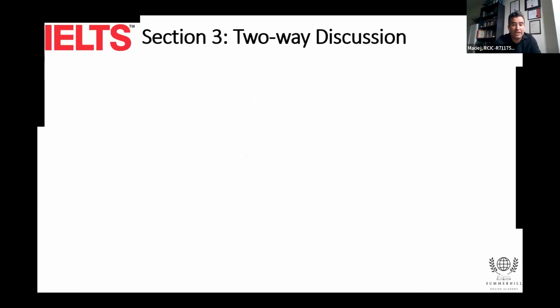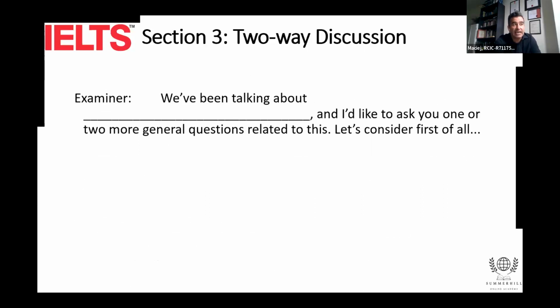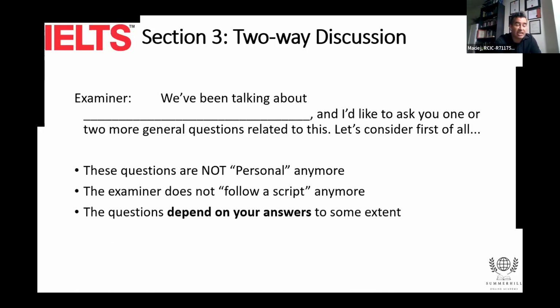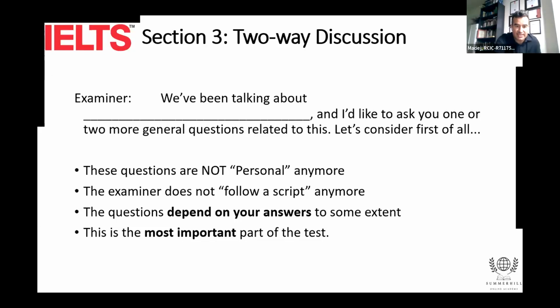But in section three, the discussion, things are very different because the examiner will not ask you personal questions anymore. They will not follow a script. The questions will largely depend on your answers, which means the examiner will ask you questions based on your answer. They'll actively try to trick you a little bit. Again, I emphasize this is the most important part. So even if you screw up in section one and two, keep going, stay confident, and do well in section three.